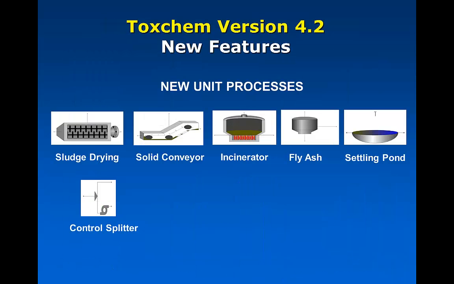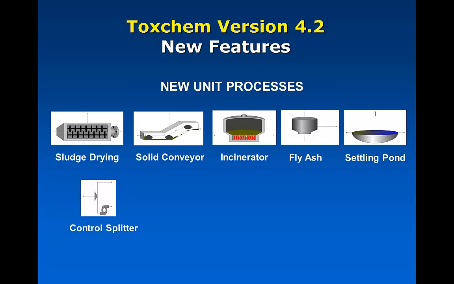Just to let you know about some of the new features that have been added to version 4.2, a number of new unit processes have been added. Here I'm showing 6 unit processes which are part of Toxchem version 4.2 now. The first 5, which are sludge drying, solid conveyor, incinerator, fly ash, and settling pole, are the unit processes for modeling the solid handling facilities in a wastewater treatment plant.